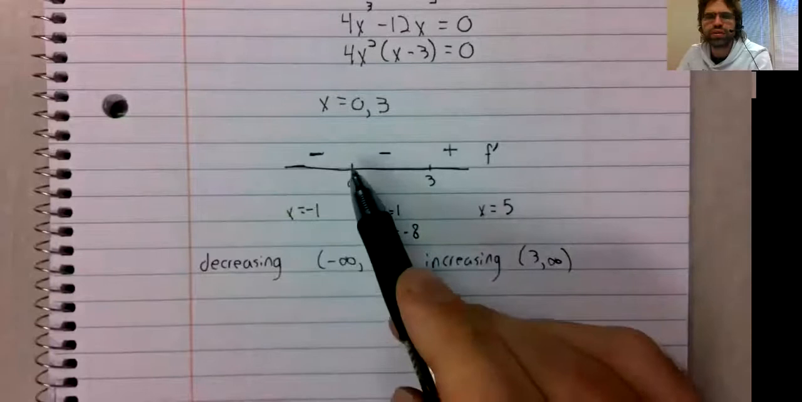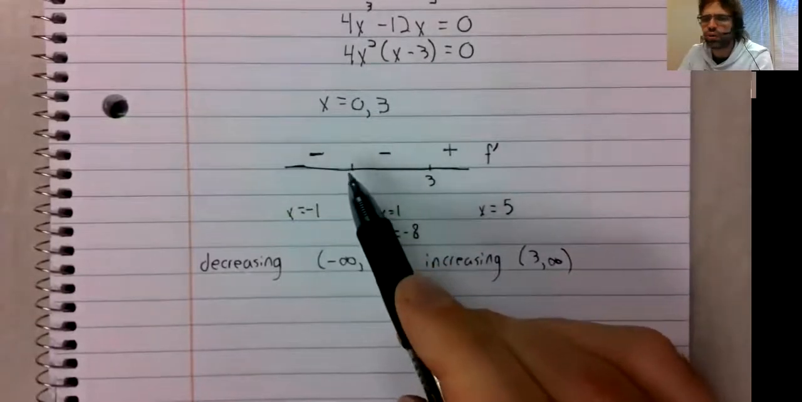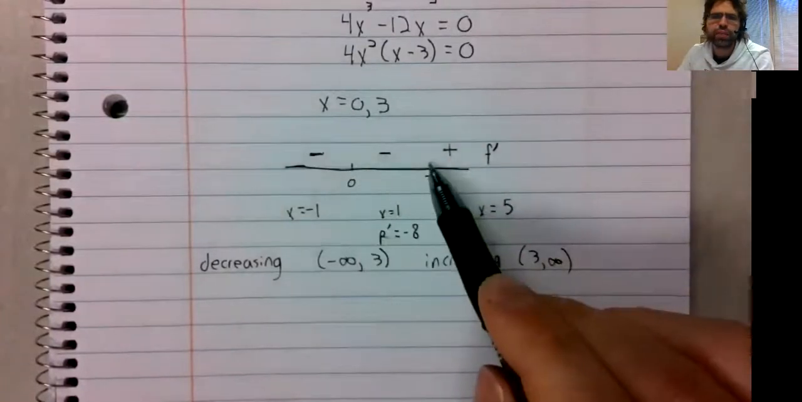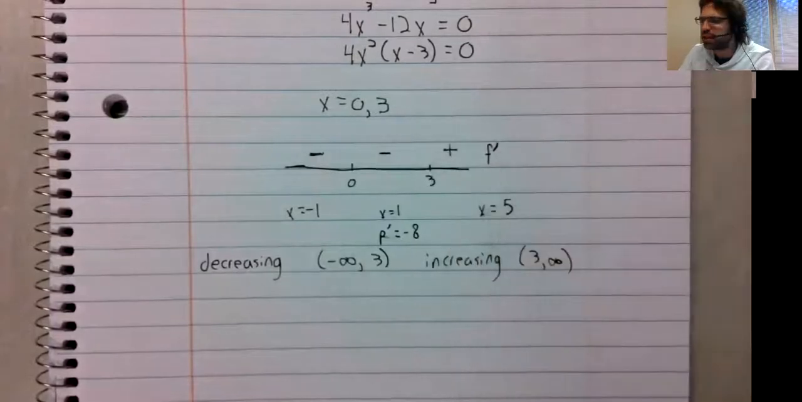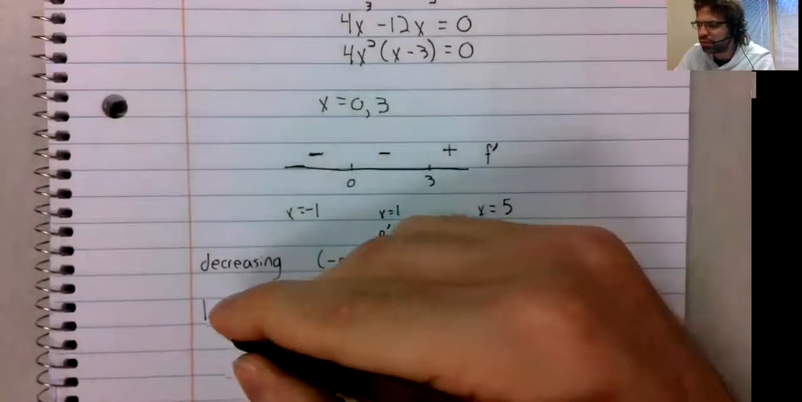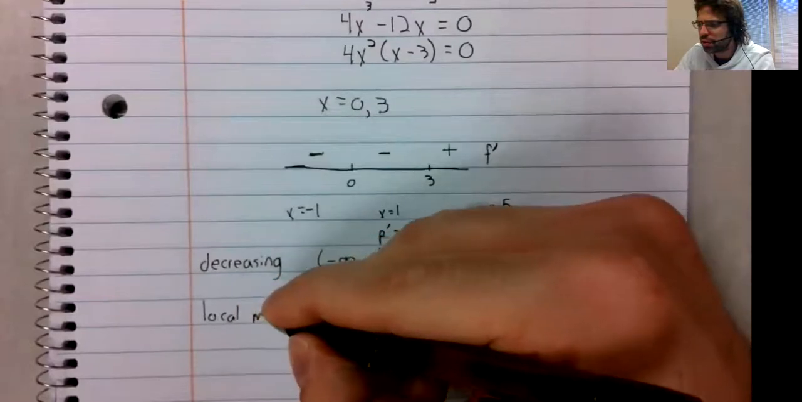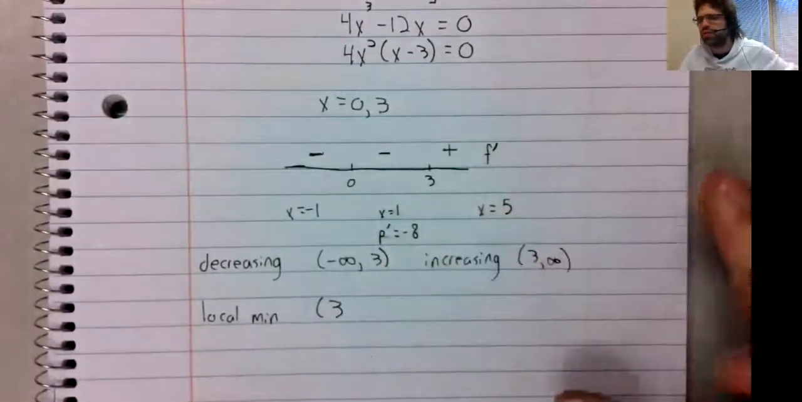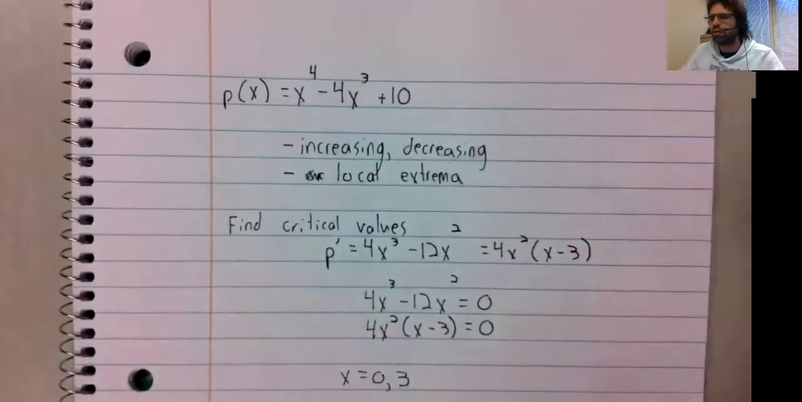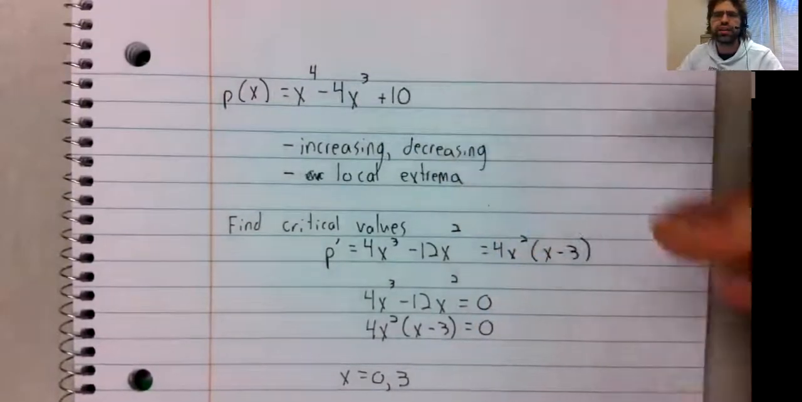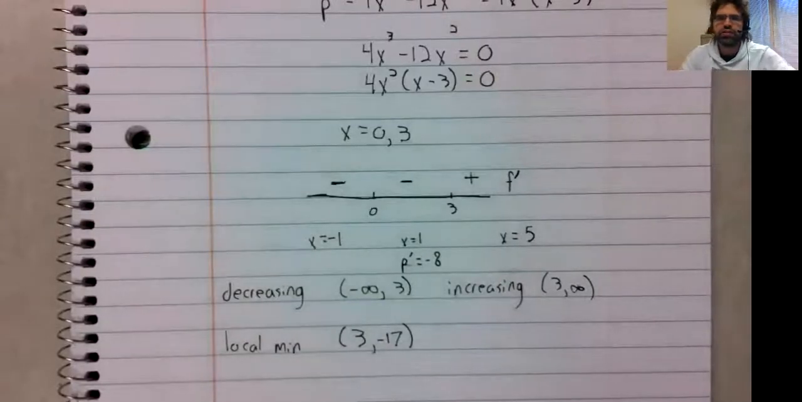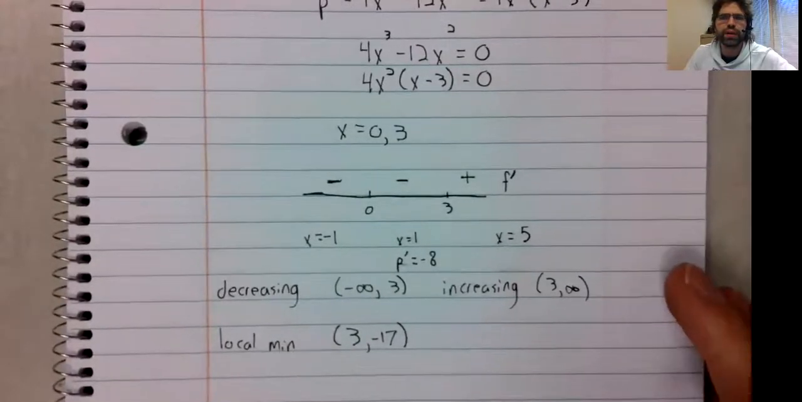And 0 does not represent either a local minimum or a local maximum, but we have a local minimum here. A local min at 3, plug 3 in here. I did so, and I got this as our local minimum.